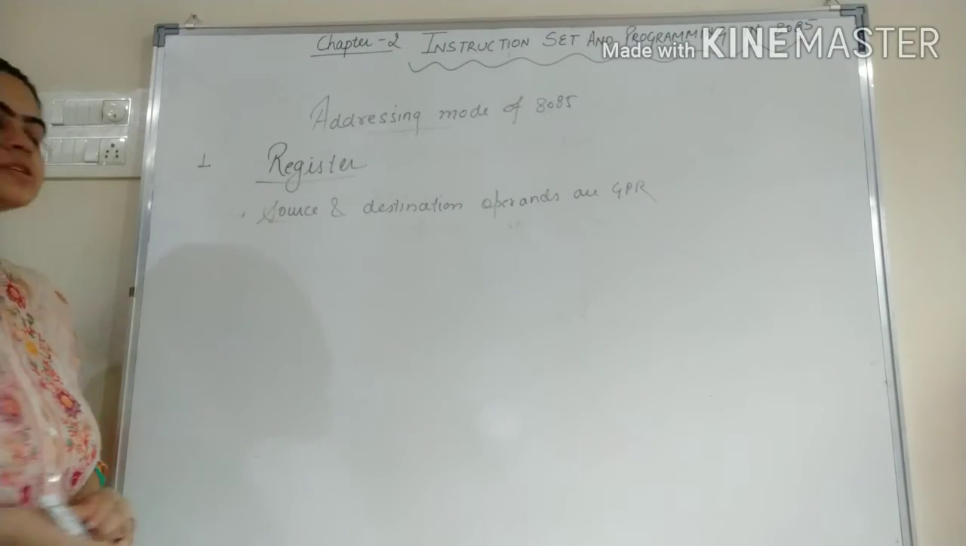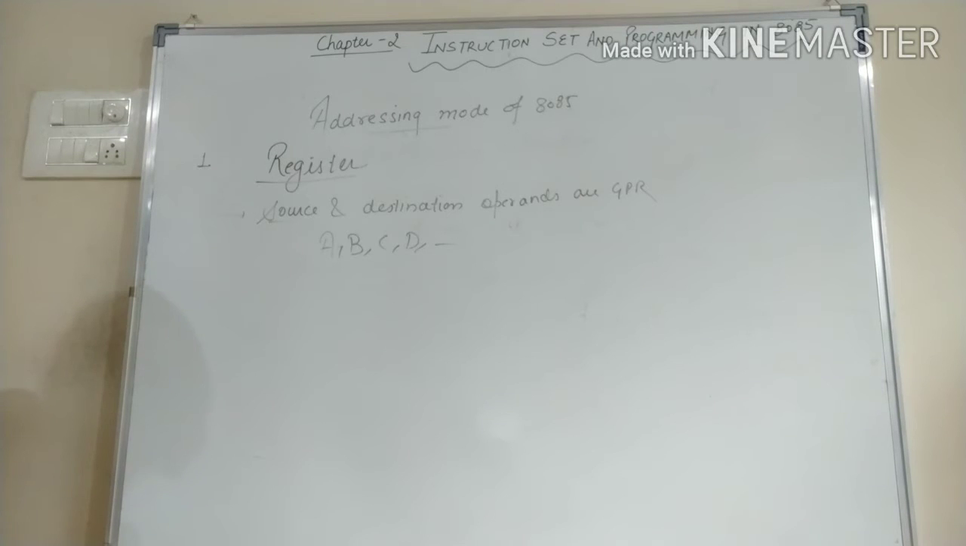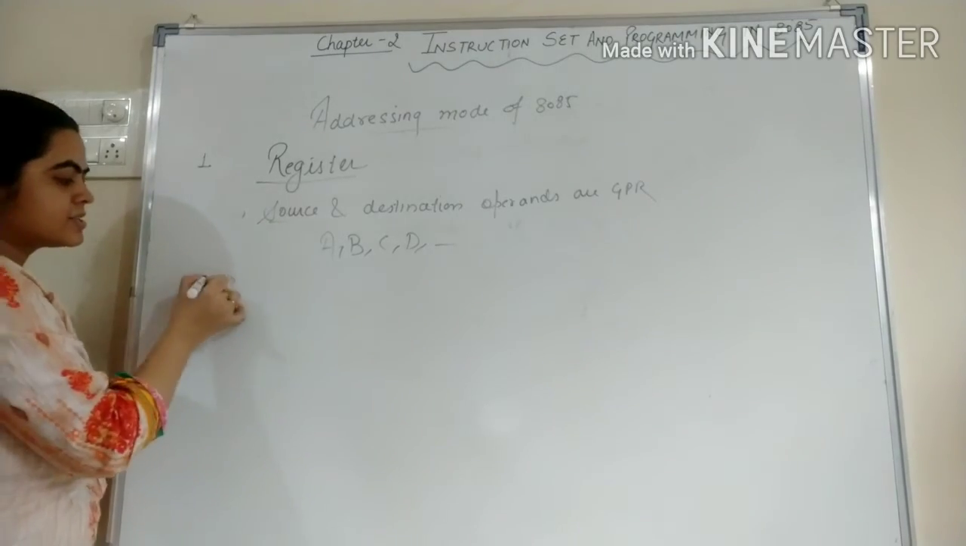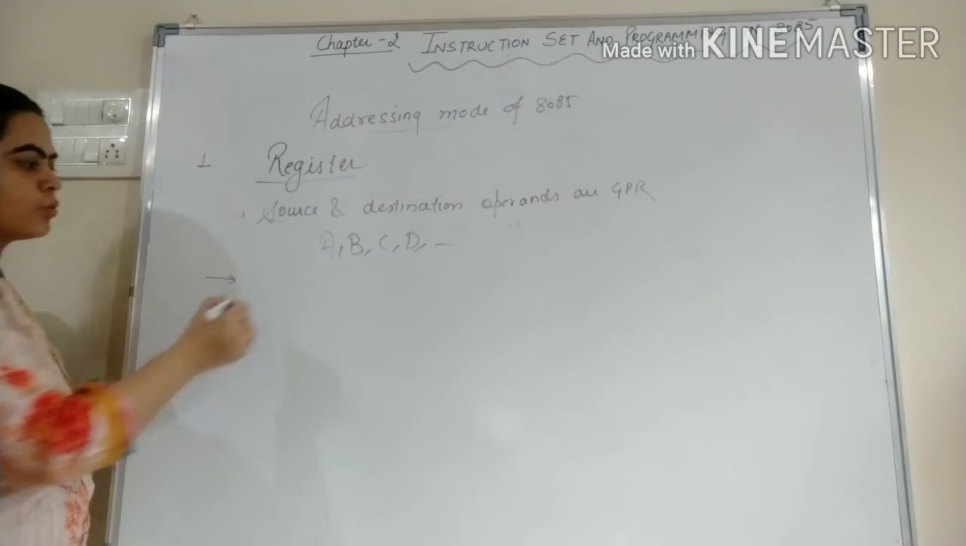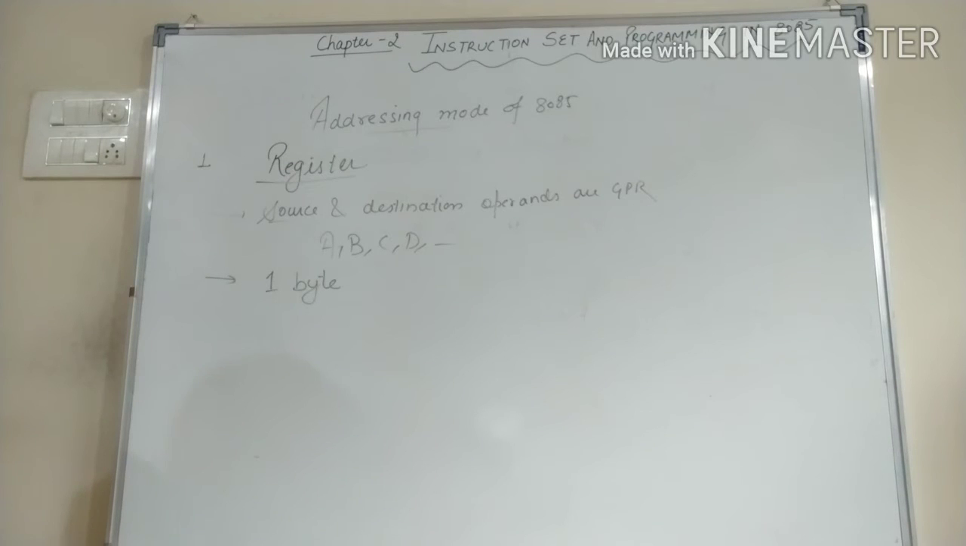So which general purpose registers do we have? A, B, C, D, E. All these registers are general purpose registers. In 8085 we have 7 different general purpose registers. Now students, in this case it is a 1 byte instruction. All the instructions that fall under this register addressing mode are 1 byte instructions, because no data or address is explicitly specified in the instruction.